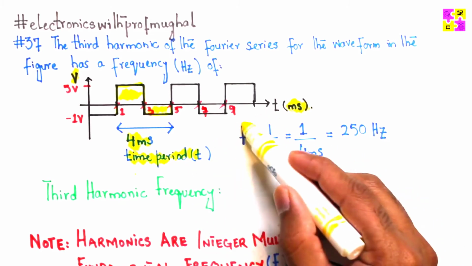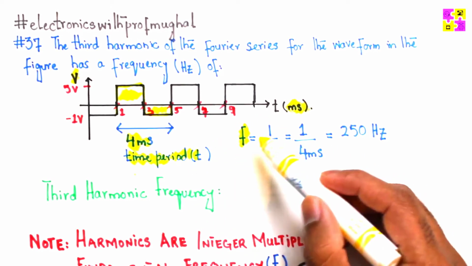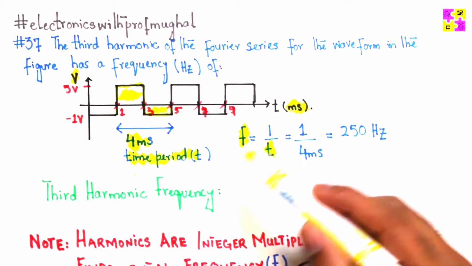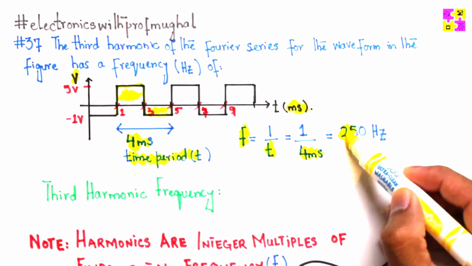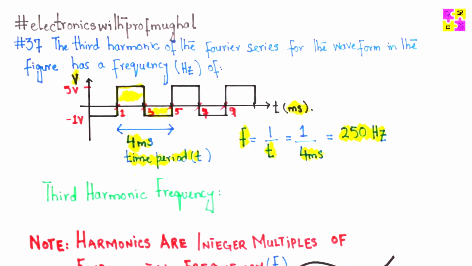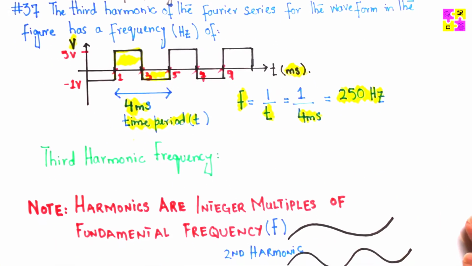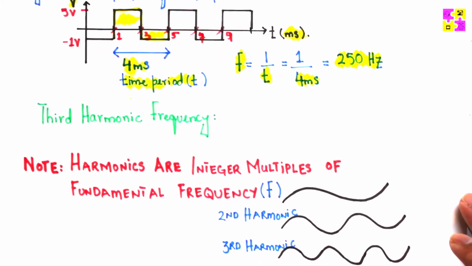Now, because we know frequency is the reciprocal of the time period, if we divide 1 by the time period, we basically would get 250 hertz of frequency, right? That's our frequency. Now, before we dive down further, let's just understand the concept of harmonics, right?